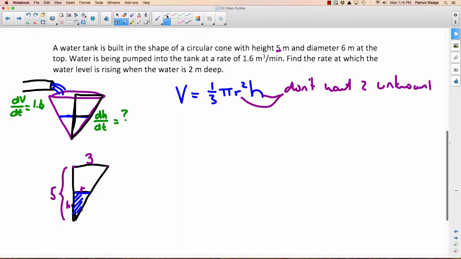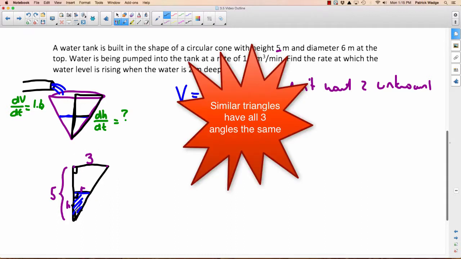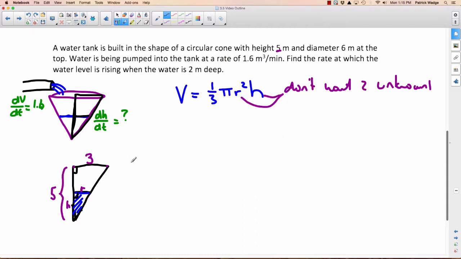So what we have is a right angle triangle. We actually have 2 triangles. We have the big triangle and this small triangle here that's now colored in blue, and they're similar to each other. They both have a right angle here, they share the same angle here, and because of that, their third angles have to also be the same. They're similar to each other. So what that means is you can set up ratios.